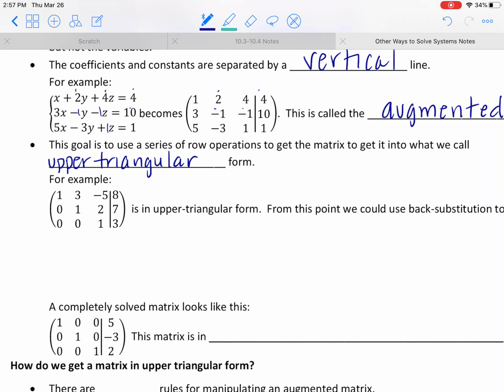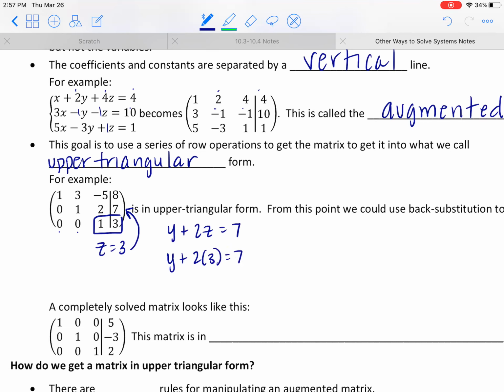So there are 3 rules that we can use to manipulate any matrix, and again, I'm going to show you those in a little bit, but the goal is to get the matrix to look like this one, because once we're here, we have the first part of our solution. So this says 0 x's, 0 y's, and 1 z have to equal 3. So z has to equal 3 is what that last row says. And then I could take it and substitute back in. So the next level there says 0 x's, 1 y, and 2 z's have to equal 7.